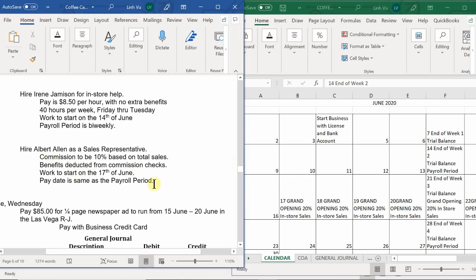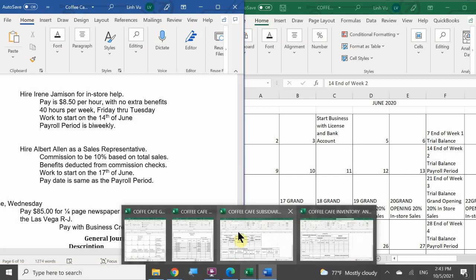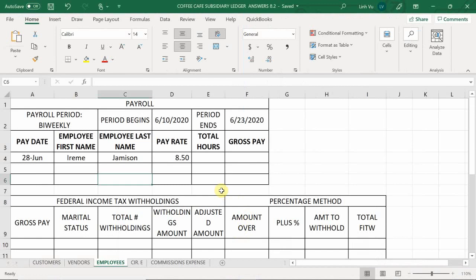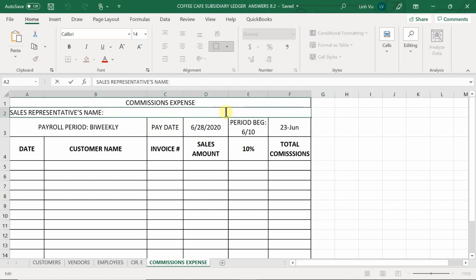What do we do with this transaction? The same as before, we have to record it like that. We know the commission that we have to pay him and everything. No. So if you go to your payroll, you have a table for commissions expense. Okay, so who is this worker? It is Albert Allen. Yep, right here.